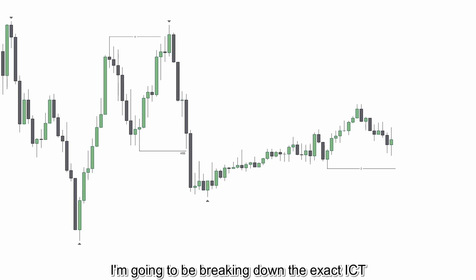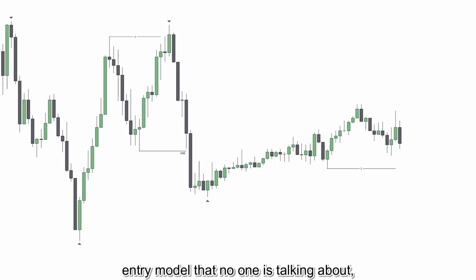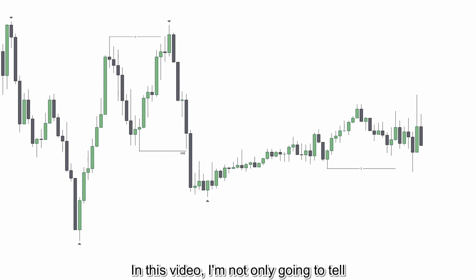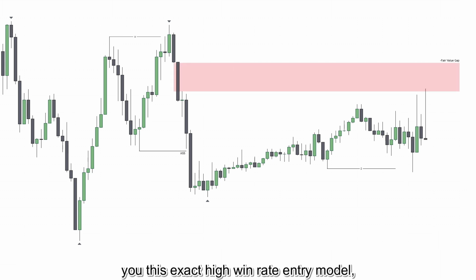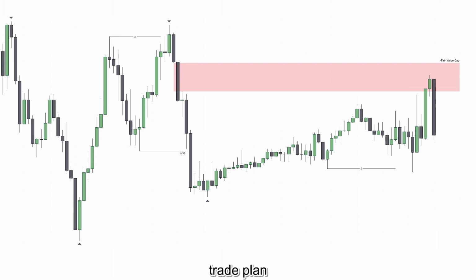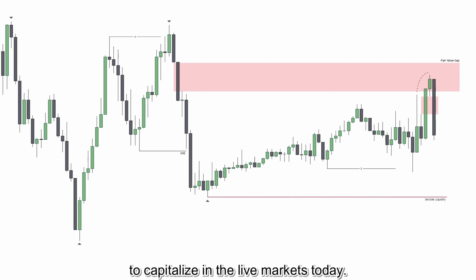I'm going to be breaking down the exact ICT entry model that no one is talking about, but is one of the most consistent and effective models that I've used when trading. In this video, I'm not only going to tell you this exact high win rate entry model, but give you a step-by-step strategy with trading plan to capitalize in the live markets today.